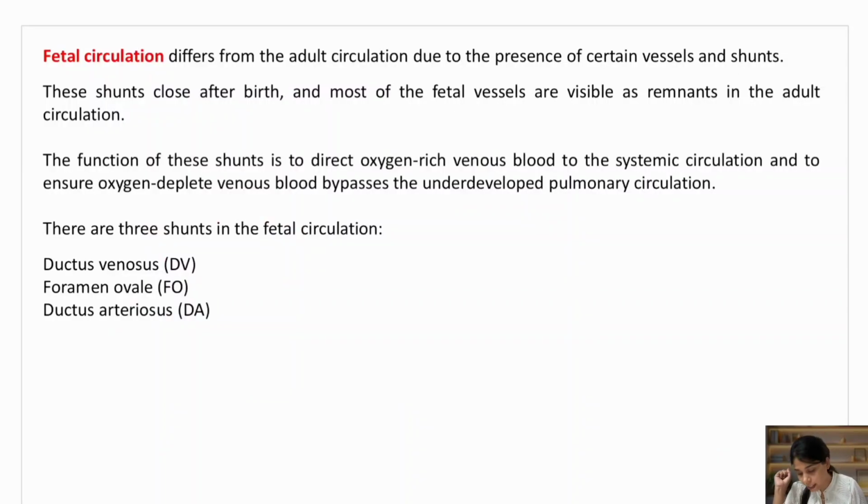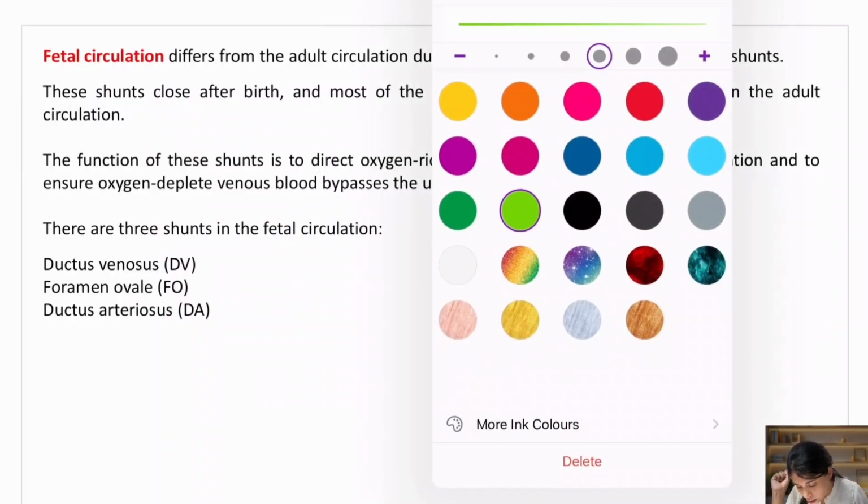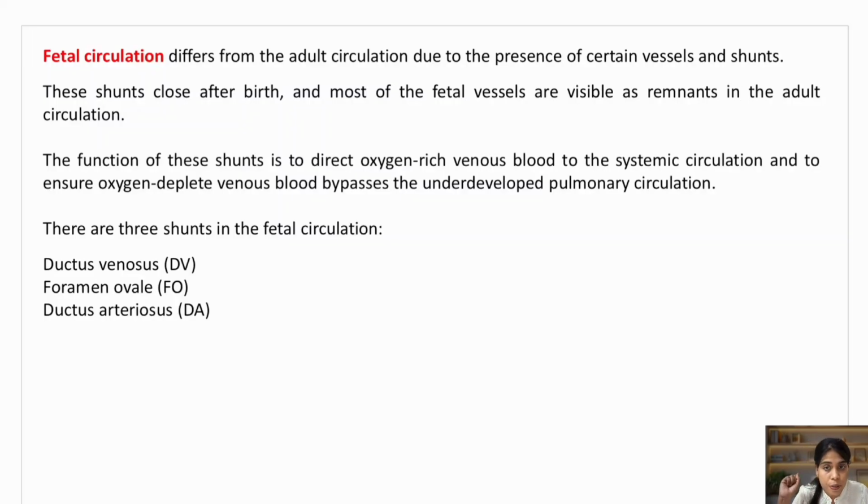Okay, so let's start with the fetal circulation first. Fetal circulation differs from adult circulation because we adults have lungs for oxygenation, but the fetus's lungs are not functional; instead it has the placenta for oxygenation. So that's the main difference: lungs versus placenta.